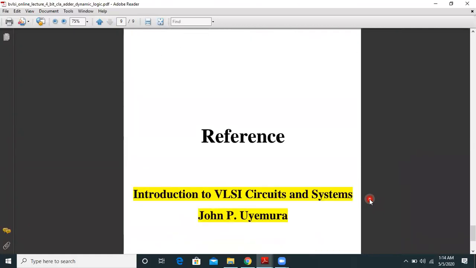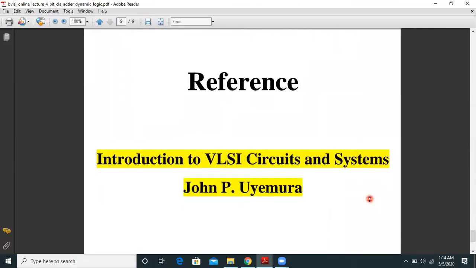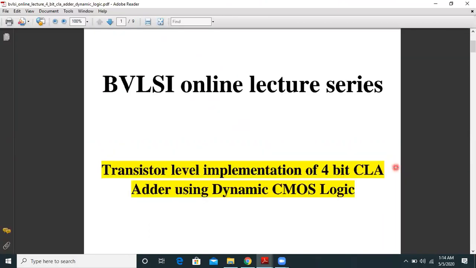The reference for this lecture is taken from the Introduction to VLSI Circuits and Systems book, whose author is John P. Uyemura. So that's it for today's lecture. Next time we'll start with another transistor level implementation of the 4-bit CLA adder using a different logic style.